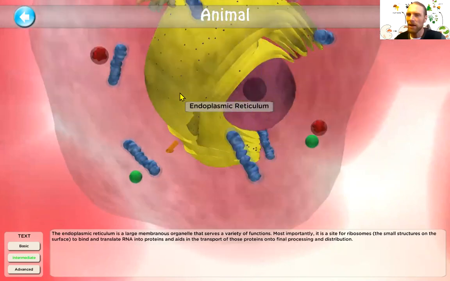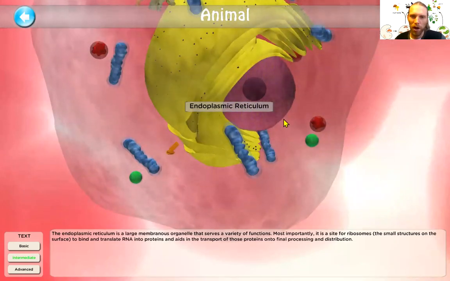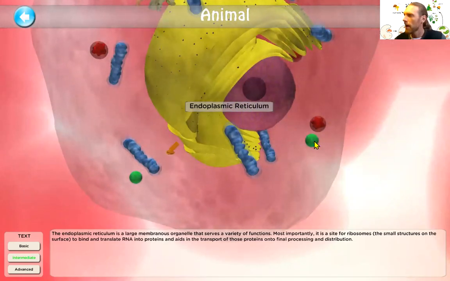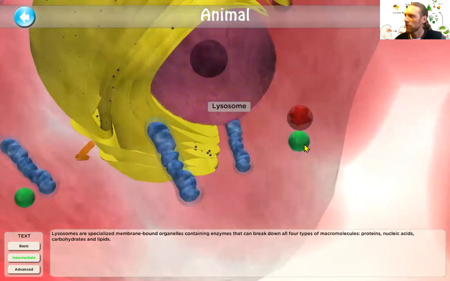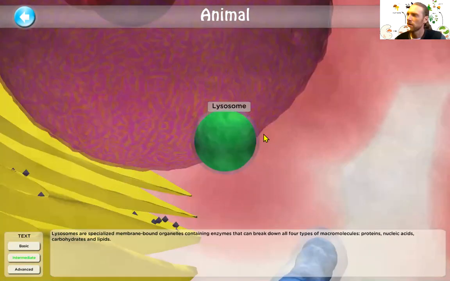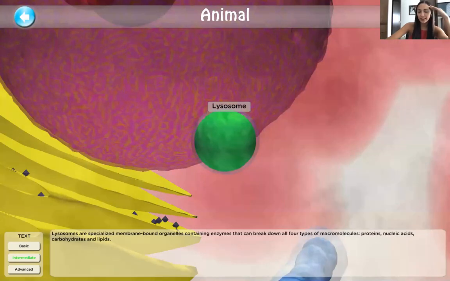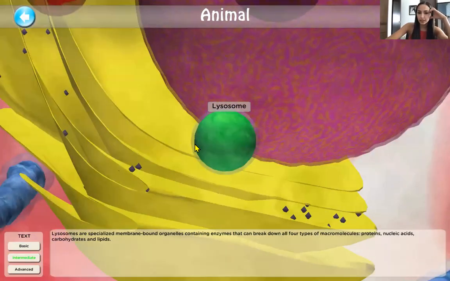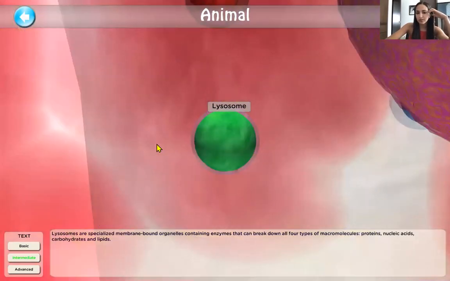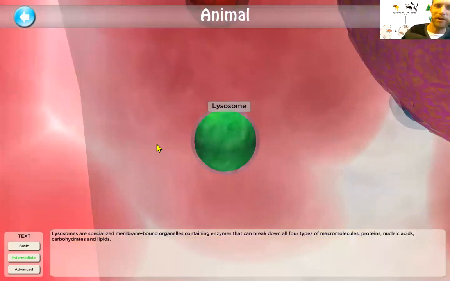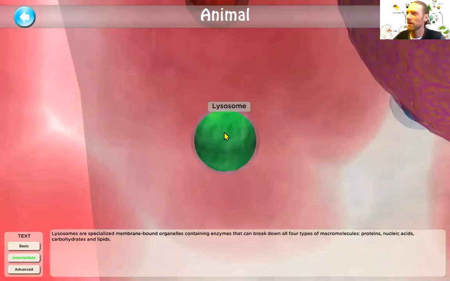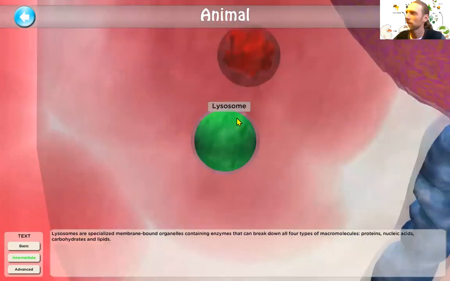Okay, the next structure is for Anasophia. What is this green thing here? That is a lysosome, and it's in charge of basically cleaning and taking out of the cell everything that's worn out, and just basically cleaning everything that's not needed in the cell. You get 100, Anna Sophia, perfect. It's indeed the waste recycling plant.